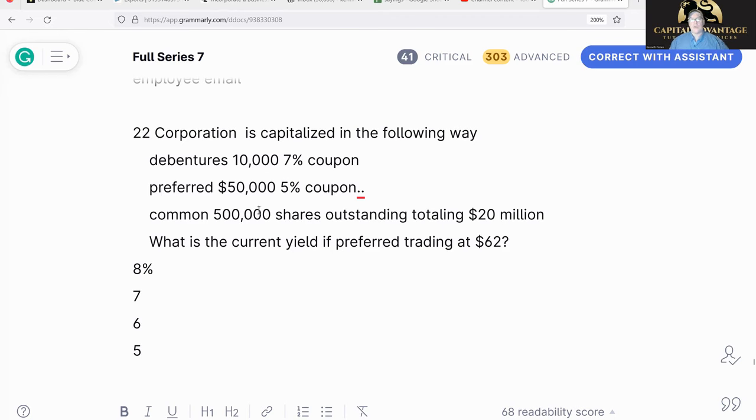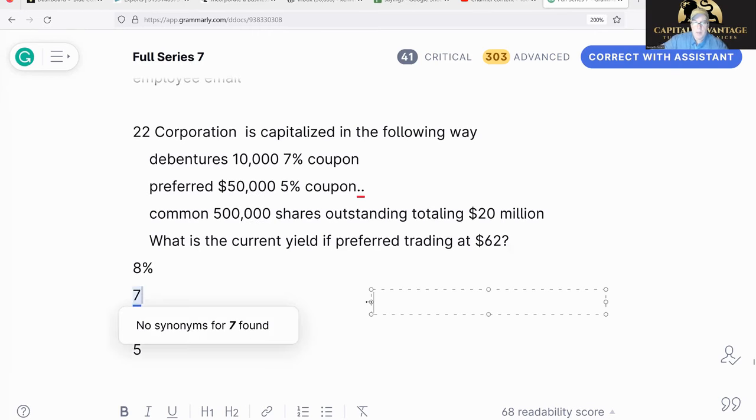Since they're doing per share, you don't have to figure out what 5% of 50 grand is. It just makes it too hard. You could do all that, but it makes it hard. So we're just going to do 5 and do it there. You're going to do 5 divided by 62. 5 divided by 62 is 0.08 and change. And that's how we do current yield.